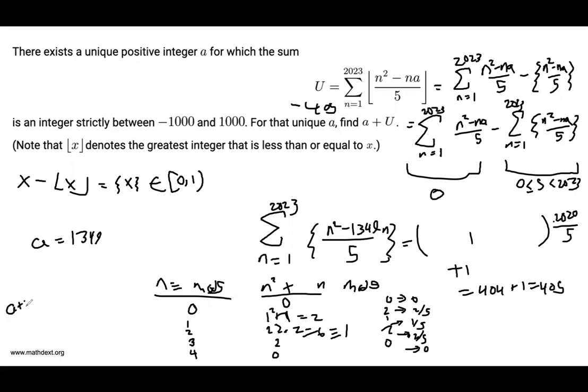Finally, a plus u is equal to 1,349 minus 405, and that will give us our answer: 944.